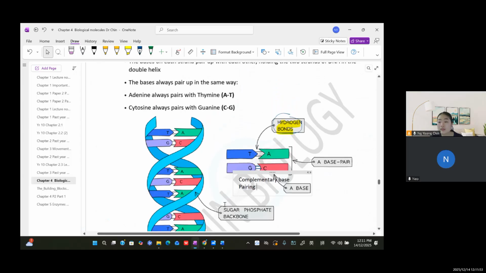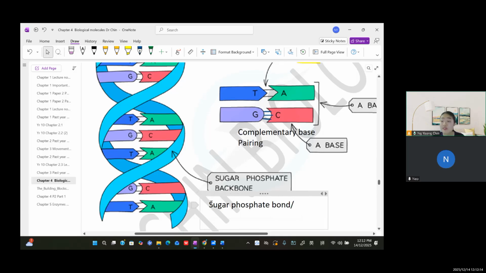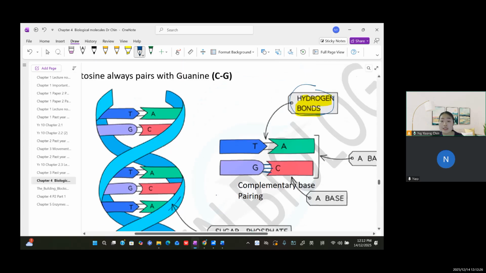And then another bond, called as what? This one. Sugar phosphate backbone. This is a bond which connects one nucleotide to another nucleotide, which is the adjacent nucleotide. Some of the books call this a sugar phosphate bond. Some of the books call it a phosphodiester bond. You can choose either one. So this forms the strong backbone of the DNA.